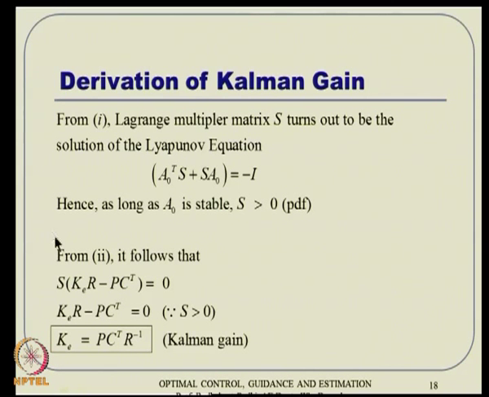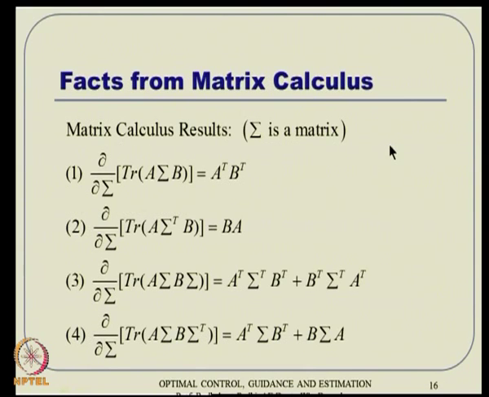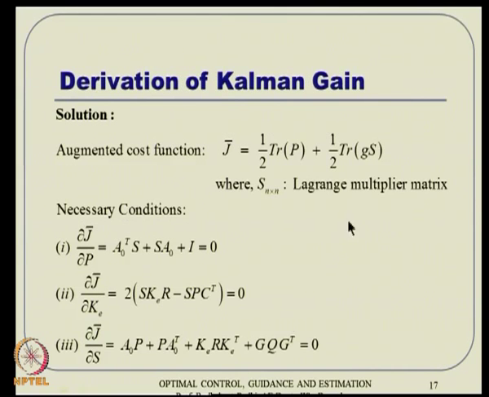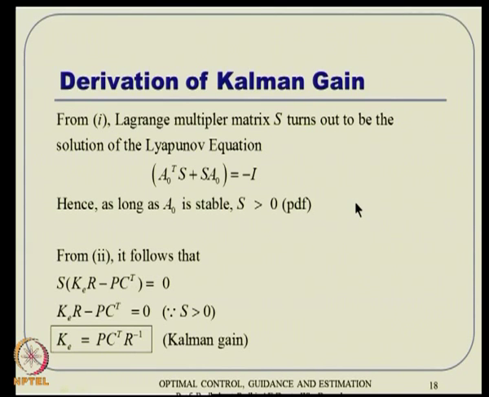Hence, as long as A naught is stable, S is guaranteed to be positive definite. A naught is the system dynamics matrix for that particular Lyapunov equation. So, as long as A naught is stable, there will be a positive definite matrix S which will satisfy this equation. Remember what S is. G is the equation, and S is nothing but the Lagrange multiplier matrix, to be exact.